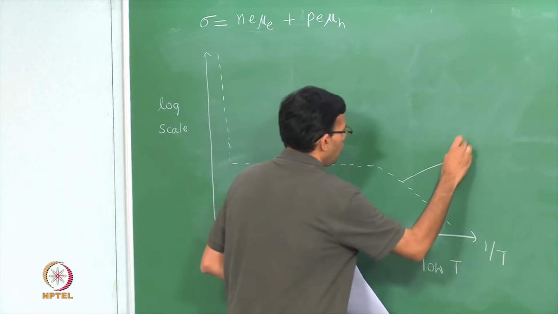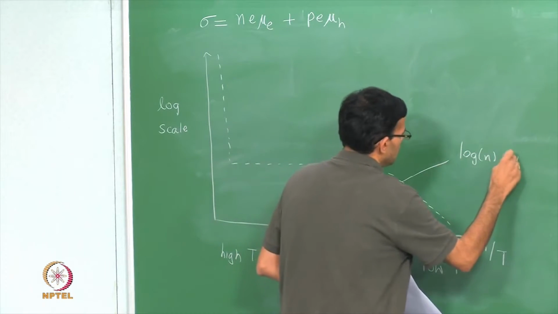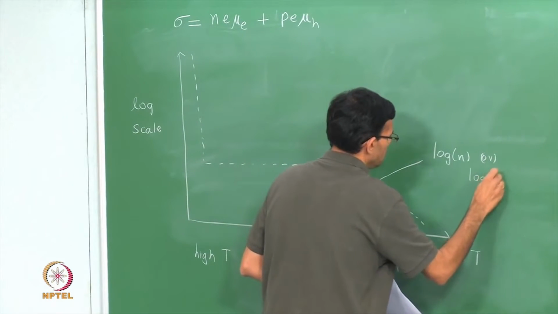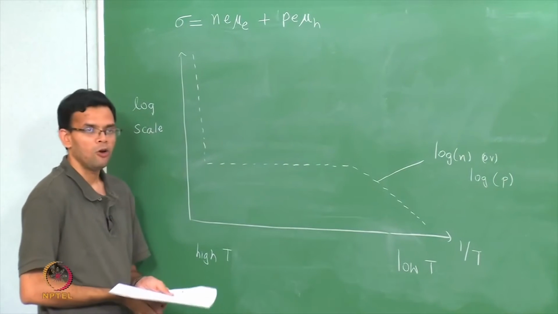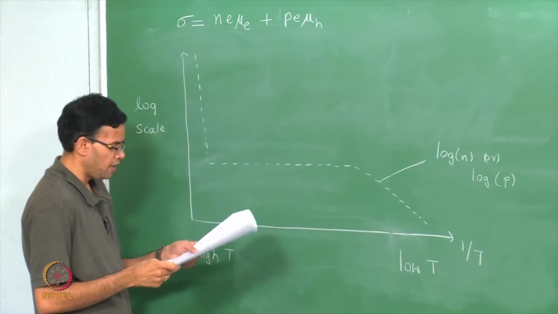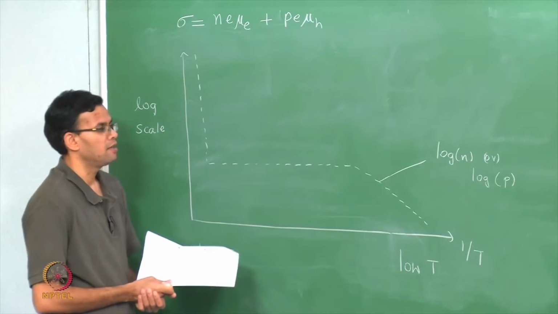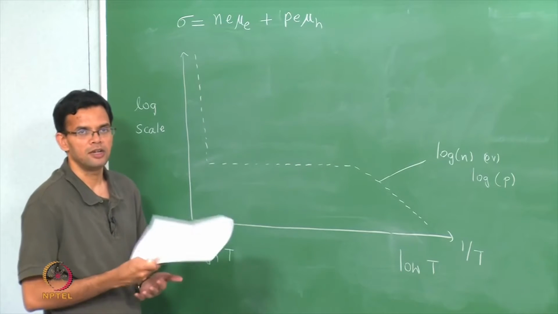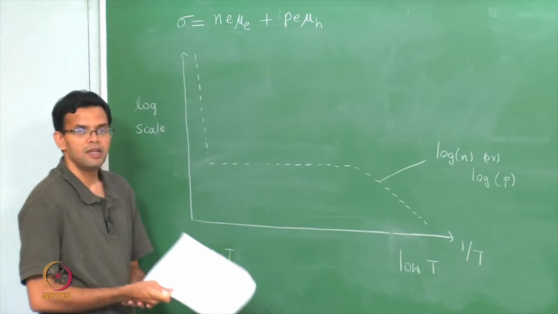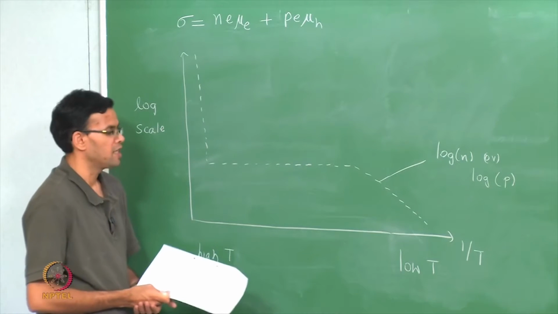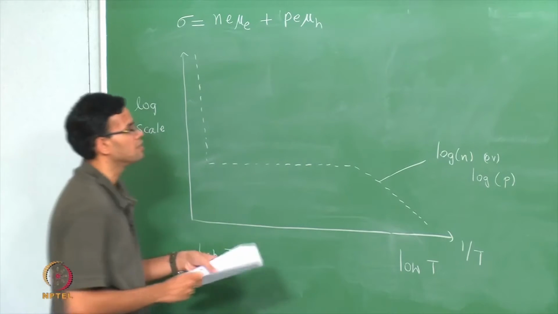So, this is log n or log p. If we then plot log of the mobility, we find that at low temperature mobilities are dominated by scattering due to the impurities, because at low temperature your lattice vibrations are very small. So, the mobility is dominated by impurity scattering, and as temperature increases your mobility increases.